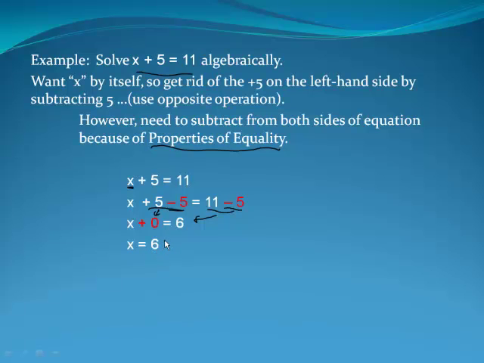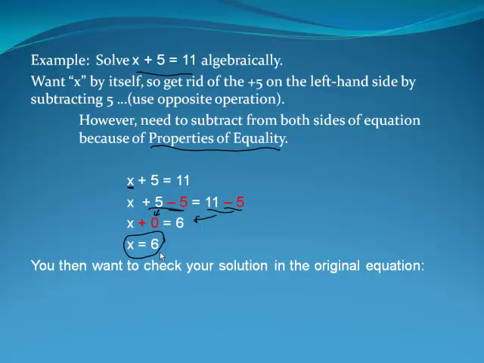Anything plus 0 is itself, so x plus 0 is x on our left-hand side. Right-hand side, of course, says that x equals 6. And since we have our variable isolated, that is our solution. X should be equal to 6.